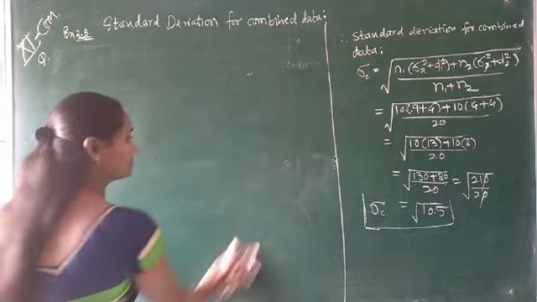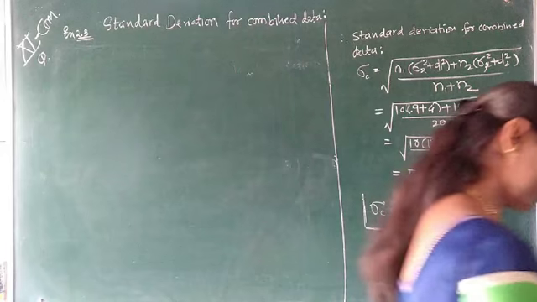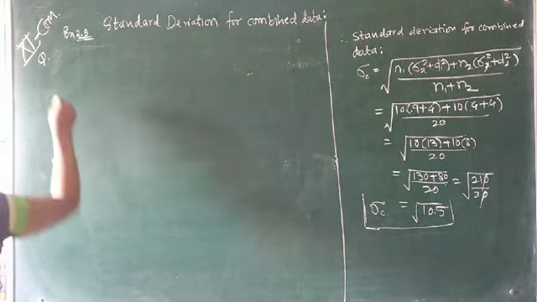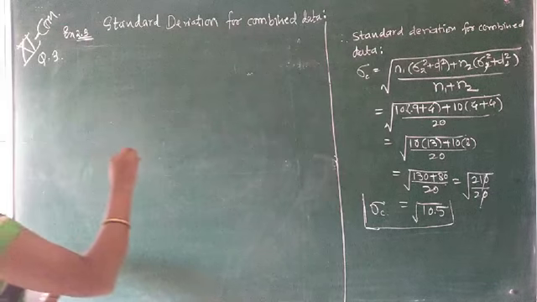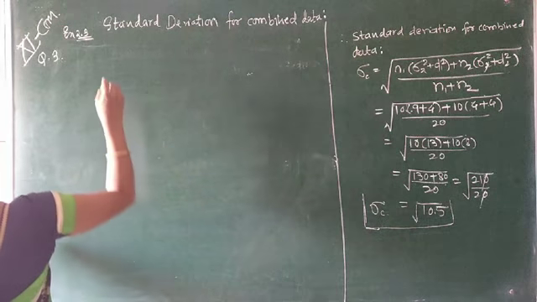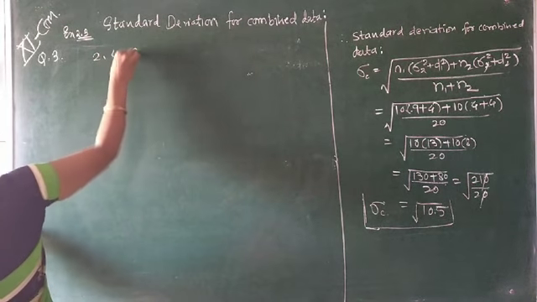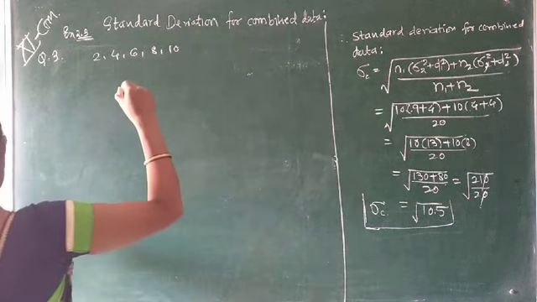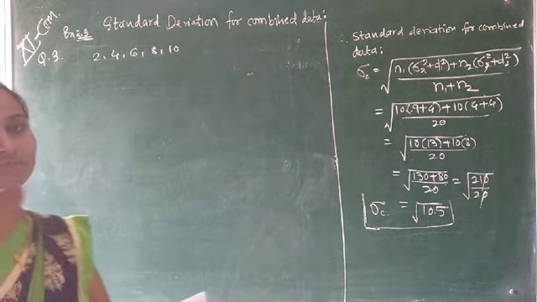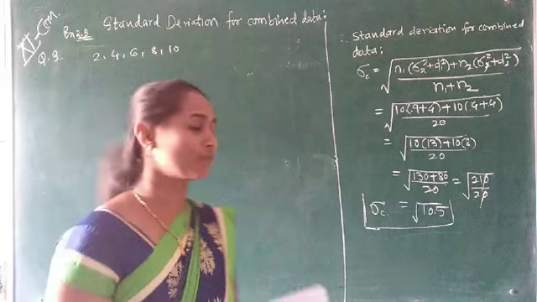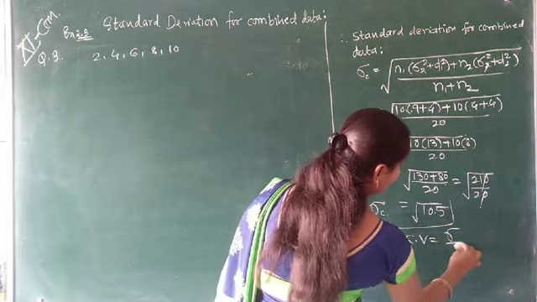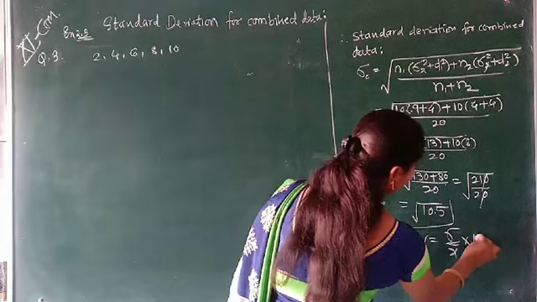Question 3. Here we have to find the coefficient of variation. For the set of observations, marks 2, 4, 6, 8 and 10, calculate the coefficient of variation. In the last lecture we saw the formula for coefficient of variation: CV is equal to sigma divided by mean into 100.